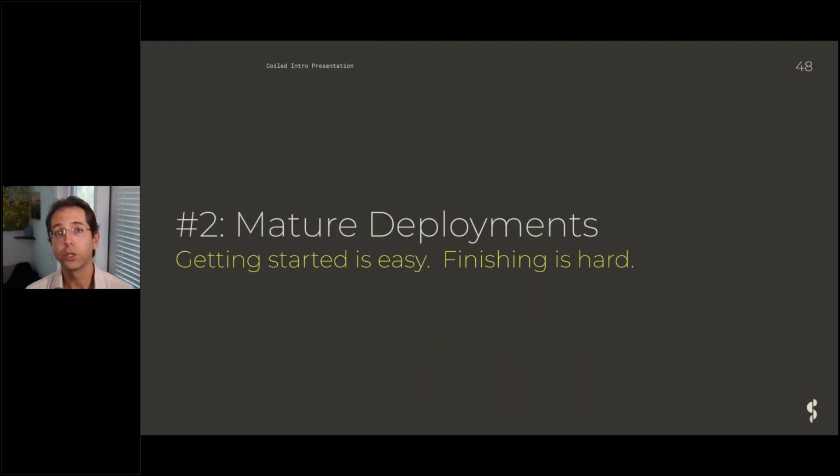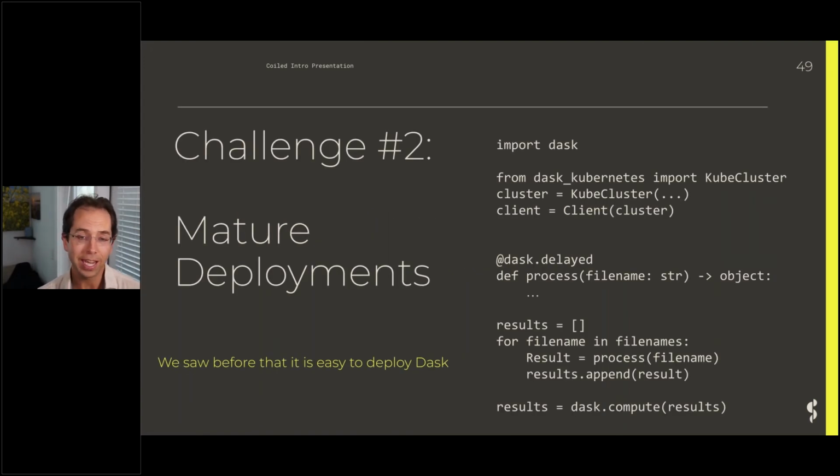Second is mature deployments. This is maybe the second most common pain point that we hear from users. It's really easy to get started with Dask. I showed you this slide earlier. I said, hey, look, you got your Python code, you annotate it a little bit, you throw in Kubernetes, and it's beautiful, right? And this honestly was a lie.